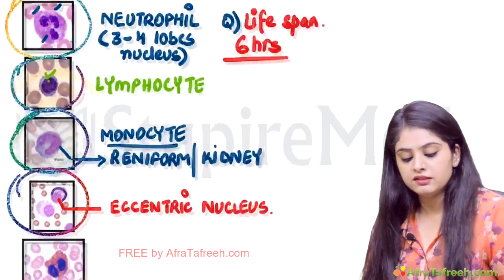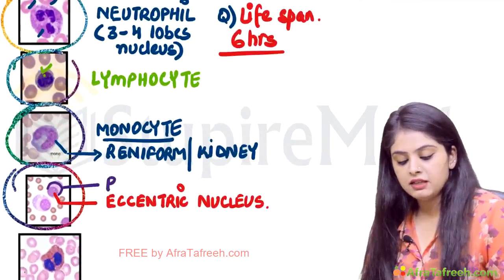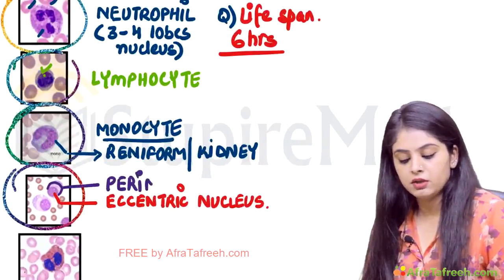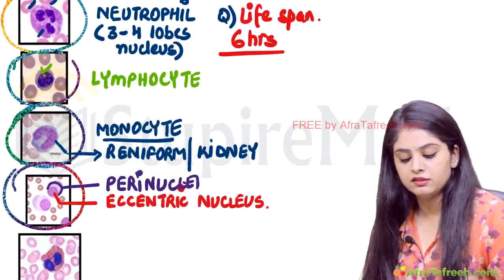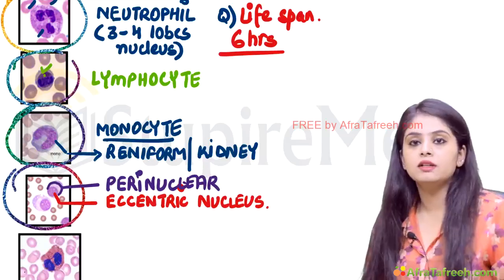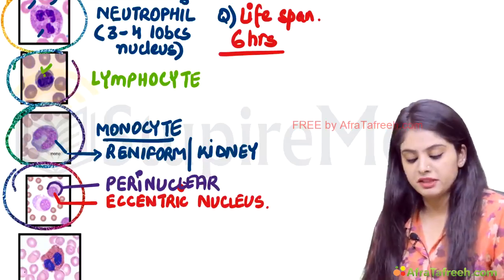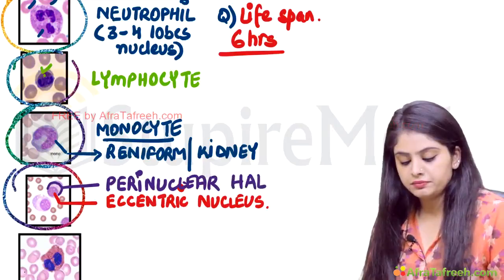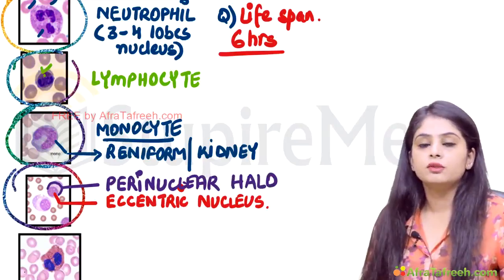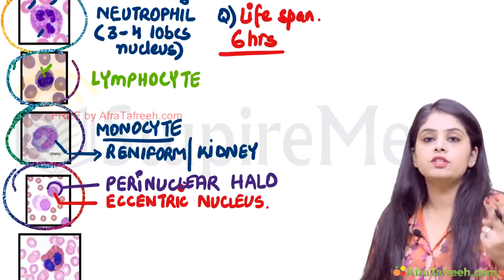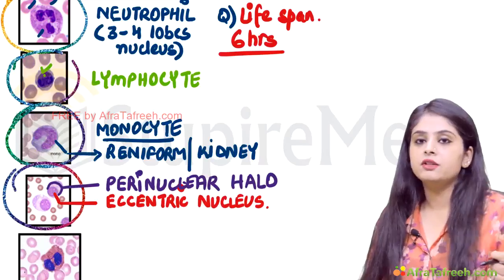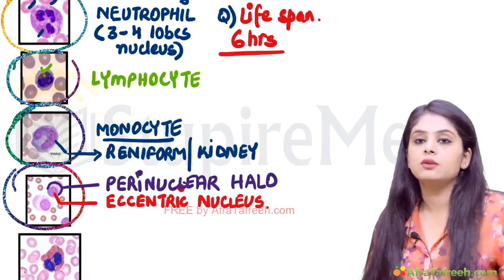This, students, is the perinuclear because it is present around the nucleus. So it is perinuclear, and because it is an empty space, we are calling it halo. So this is a perinuclear halo. So two features you've done of this cell, eccentric nucleus and a perinuclear halo.